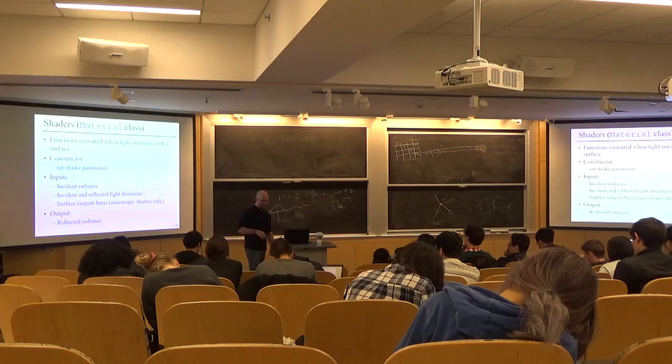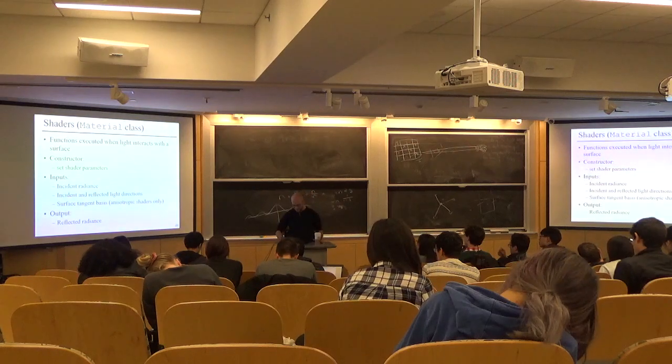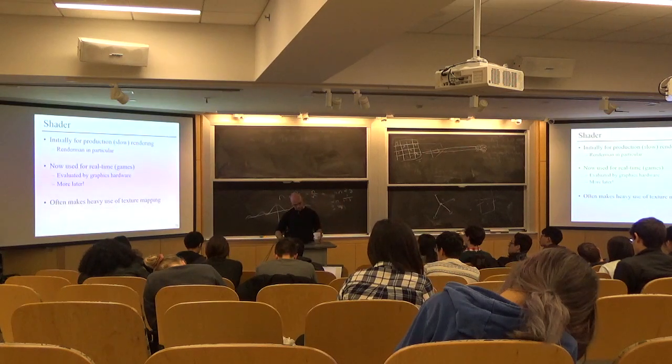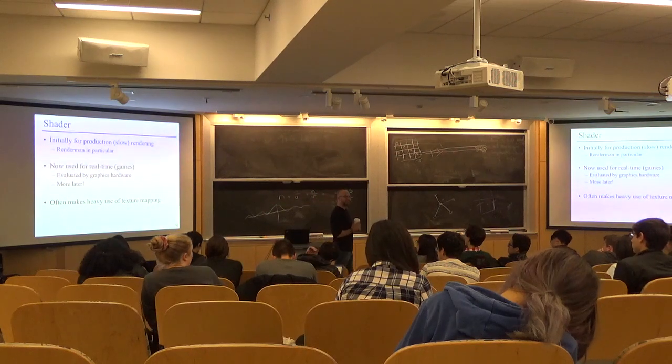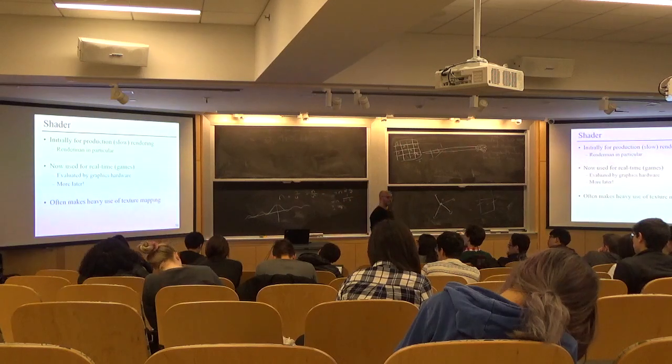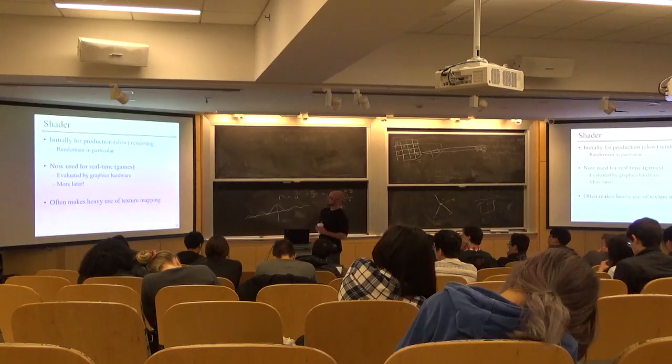That reflected color, sometimes called a fragment, although that's more OpenGL speak. We'll come back to that later. And these are used both in production rendering and in real time. So for now, we'll think about it in terms of slow rendering, like what's in your ray tracer. That material class that you wrote is arguably a shader, although it's in C++, it's not in its own shading language. But nowadays, it's really popular in real time programming.